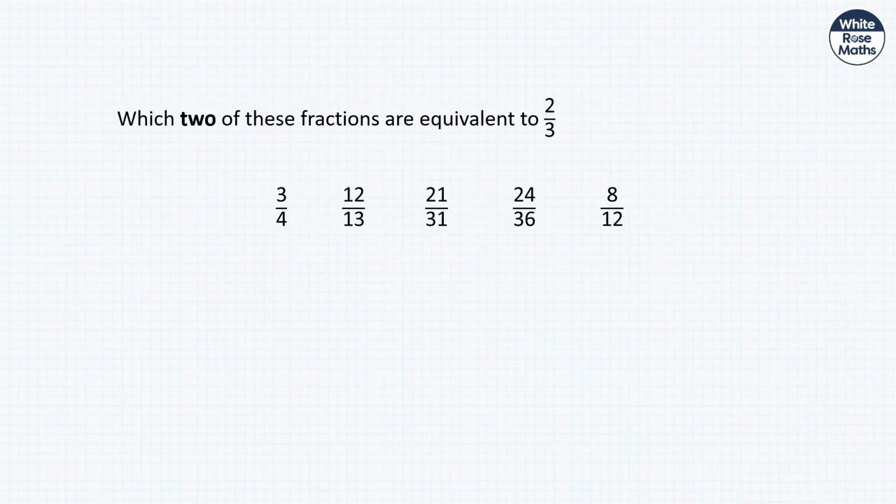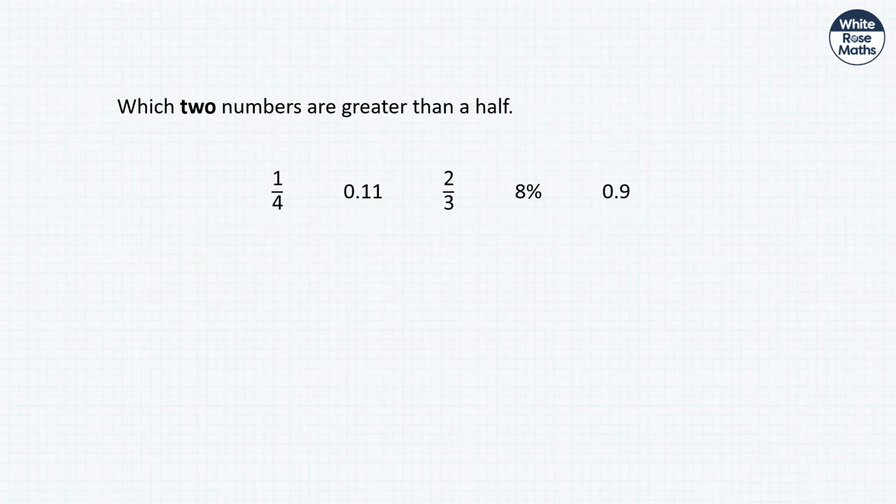There we go. Which two of these fractions are equivalent to 2/3? Well, it's not going to be this one, it's not going to be this one, and it's not going to be this one. So it has to be these two. This one I've timesed top and bottom by 4, and this one I've timesed top and bottom by 12.